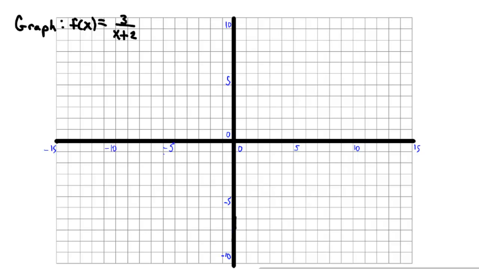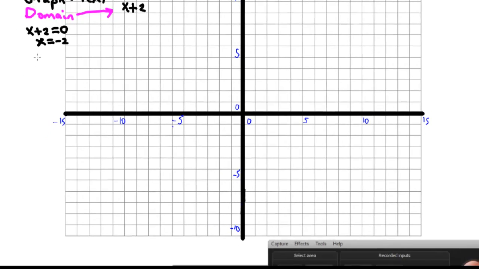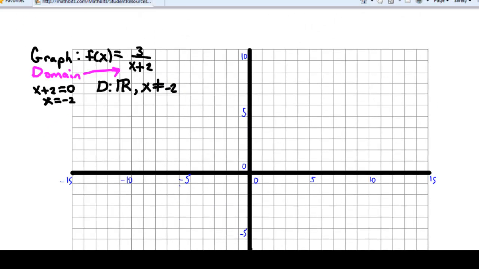Graph the function 3 over x plus 2. Get the domain first. Set the denominator equal to 0 and solve for x. X is equal to negative 2. The domain is all real numbers except where x is equal to negative 2. Since we know the domain, we also know the vertical asymptote. The vertical asymptote is x equals negative 2. So graph that line, x equals negative 2.